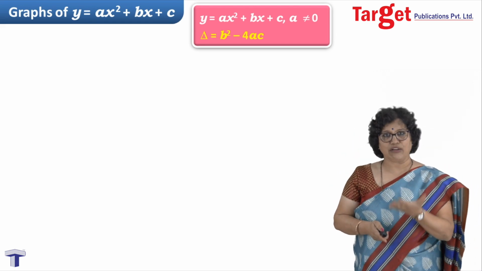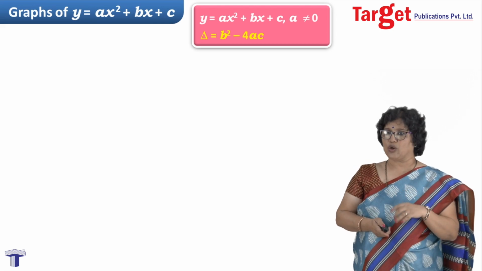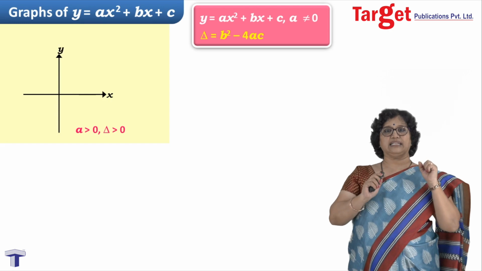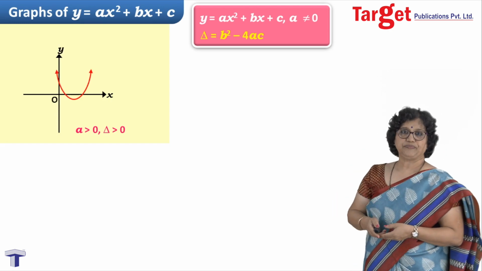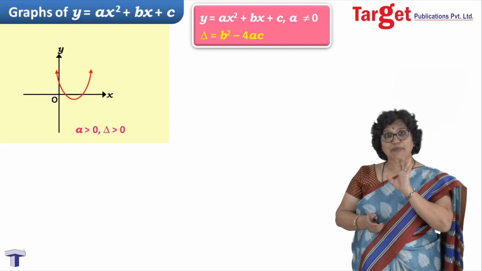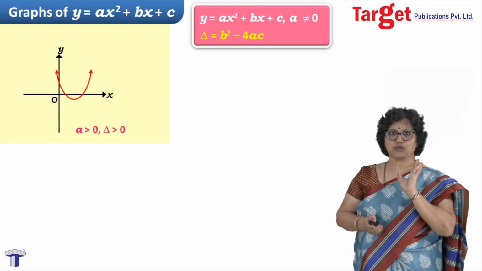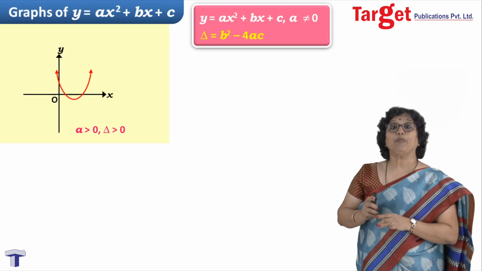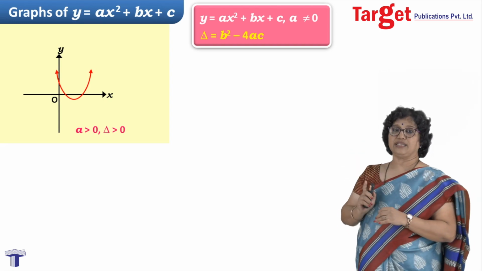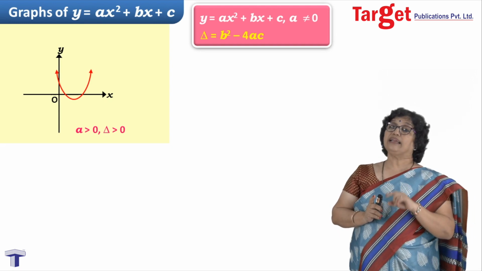Let me try the graph of y equal to ax square plus bx plus c. How does it look? I take the case when a is greater than 0 and delta is greater than 0. Draw x-axis, y-axis. And the shape should take your attention, at least for this moment. Shape is opening upwards.